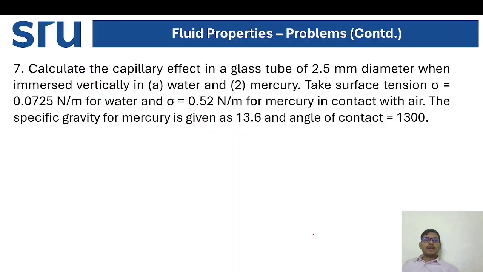Calculate the capillary effect in a glass tube of 2.5 mm diameter when immersed vertically in water and mercury. Previously we have done it directly with one liquid, but here we are doing it with water and mercury. Now they have given sigma for both water and mercury. Specific gravity they have given for mercury is 13.6, and the angle they have given is 130 degrees.